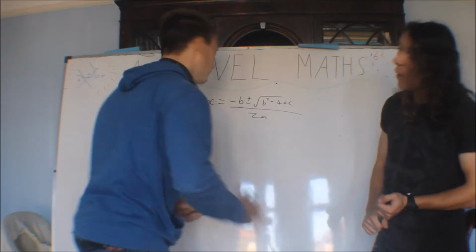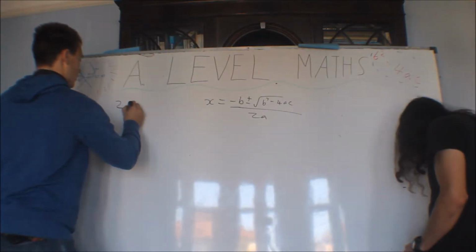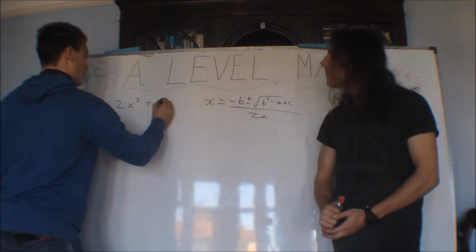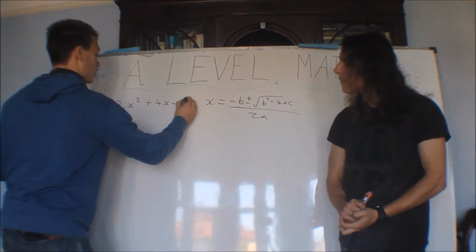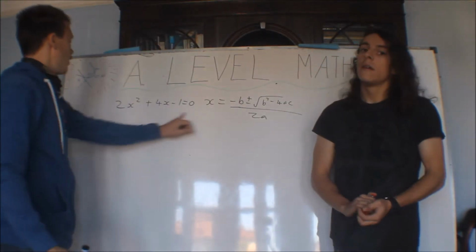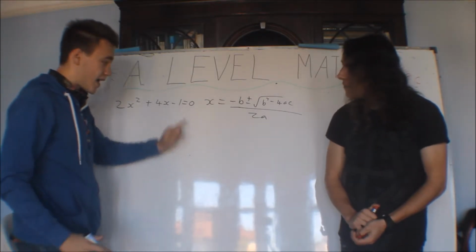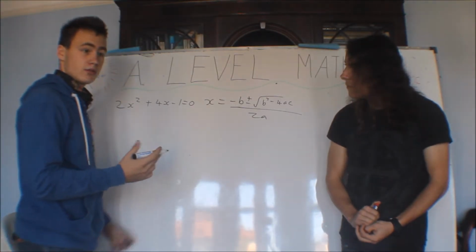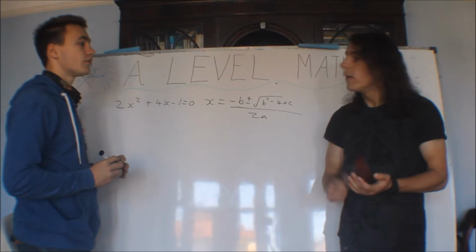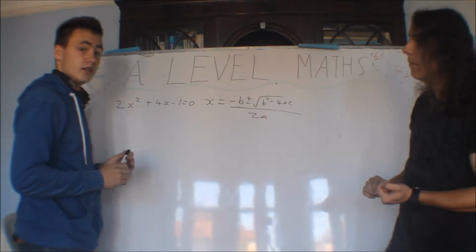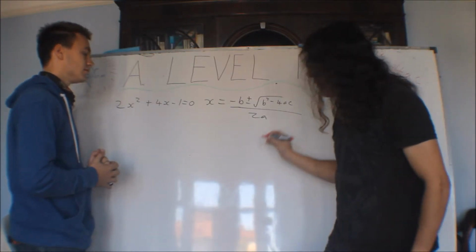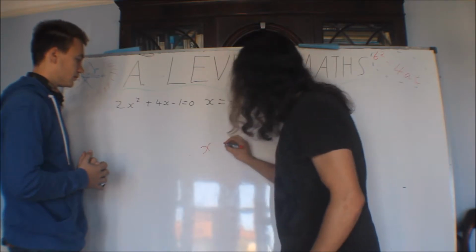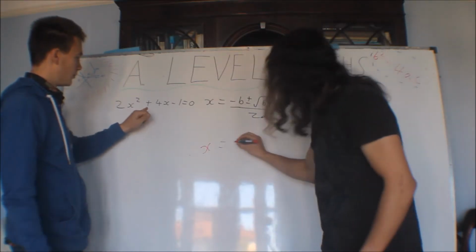So now we need an example to put in here, and I have a lovely one. I need a red pen. 2x squared plus 4x minus 1 equals 0. Factorise that and find the x coordinates of where it crosses the x-axis. Well, we're not going to factorise, we're going to put it into this form. So our x will equal, you ready, minus 4.